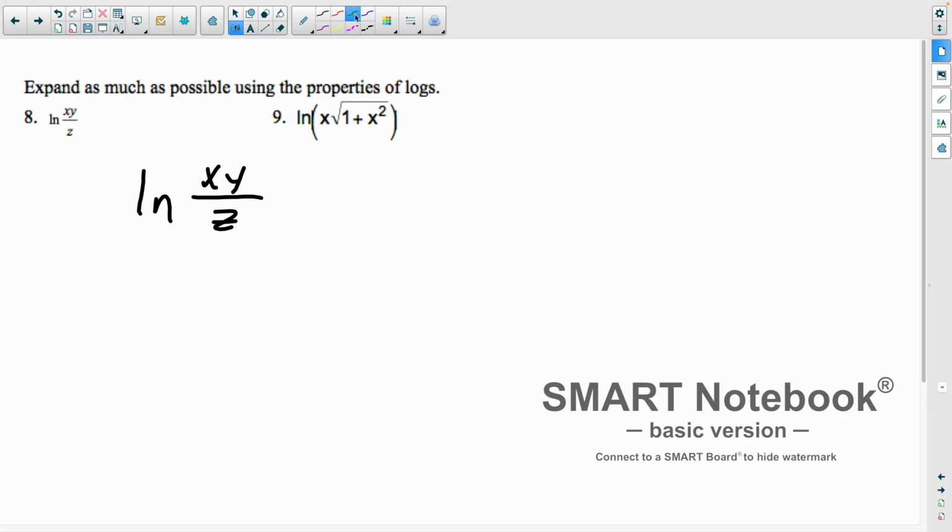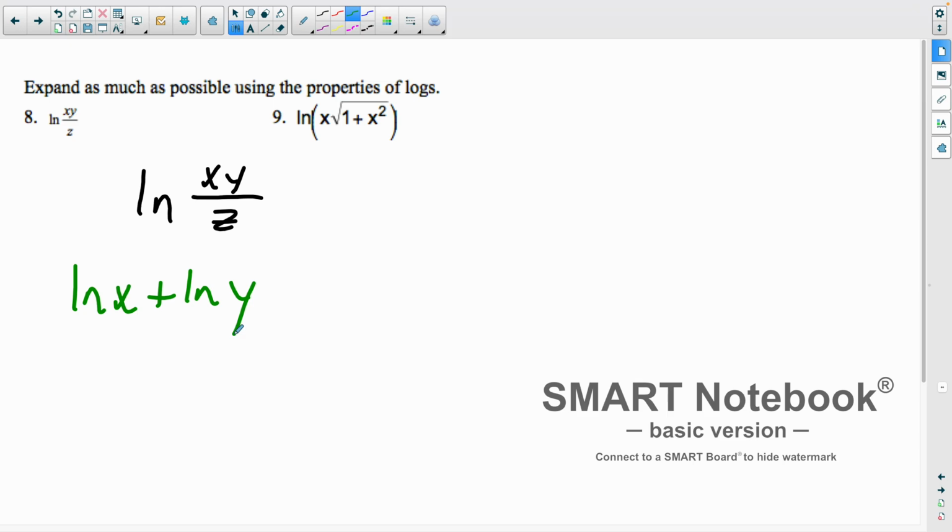How would you get x times y? How might I get that? Natural log of x plus natural log of y. That's how I'd get that. I'd multiply them together, but if I go the other way, I'm going to add them.